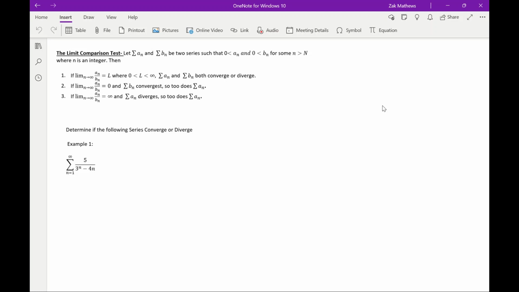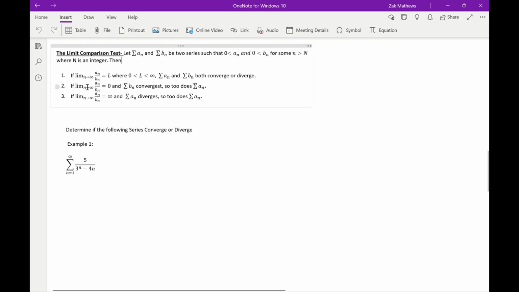So let the series an and bn be two series such that an is greater than 0, bn is also greater than 0, but this time we don't have any true inequality between them. And those two facts have to be true for some little n greater than big N, where that big N is just some integer. Meaning at some point, these two sequences become positive. And the reason it's at some point is, remember, we can always just pull off those first N terms of the sequence, add them separately, and then whatever the back end is doing, if it converges, great, it clearly converges. If it diverges, it diverges. So that's why it's just for some n large enough.